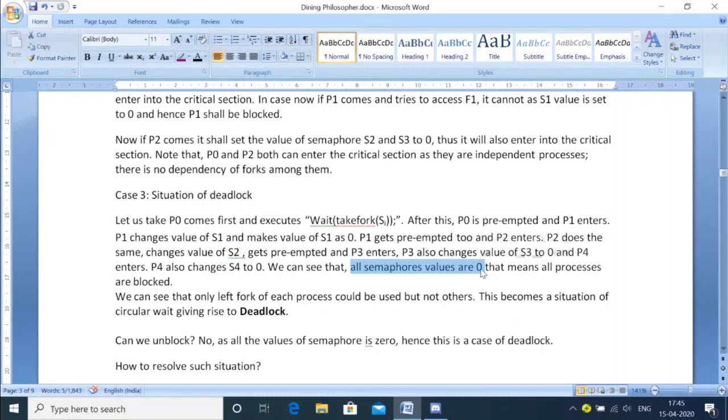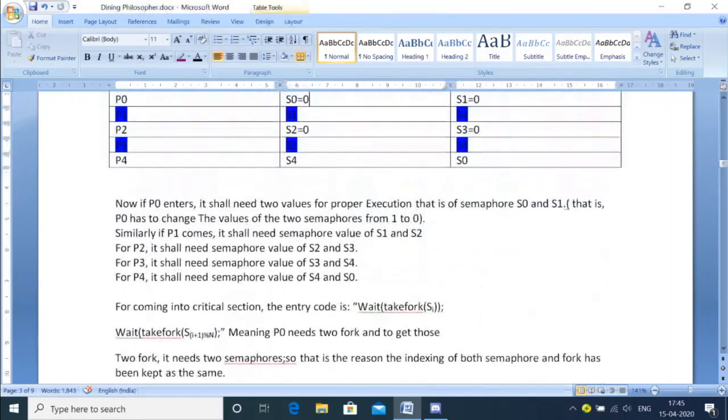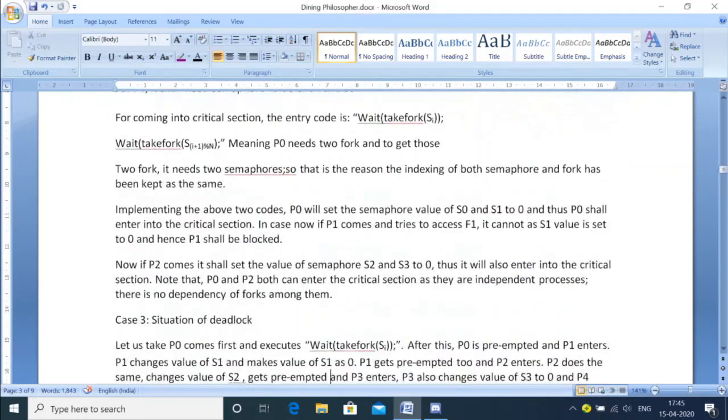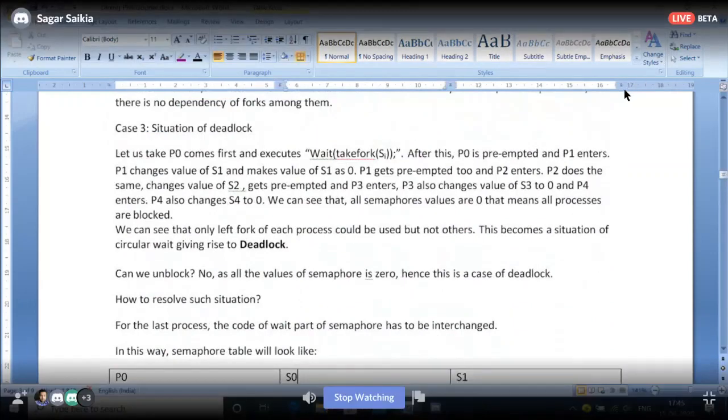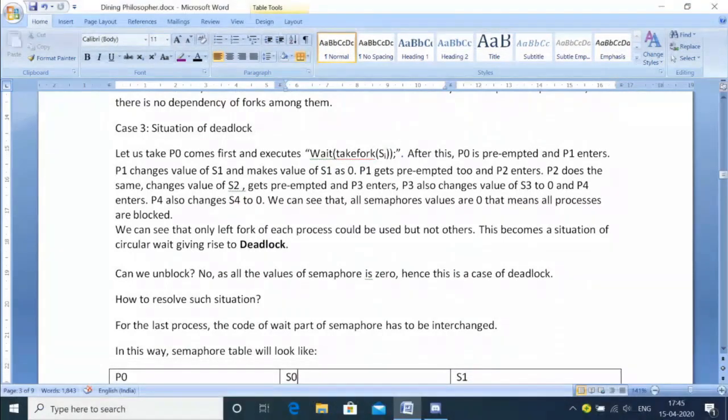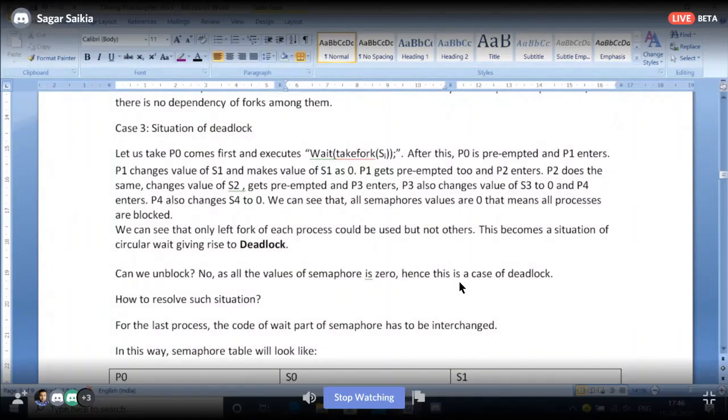That means none of the forks are available. So what will happen now? All the processes will be in case number two, at least two independent processes could do their work, or the processes which were independent. Here, what has happened, even if the processes are independent, but because of the continuous preemption, every time there is a preemption, every time all the processes now are blocked.